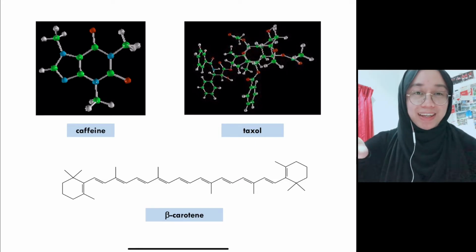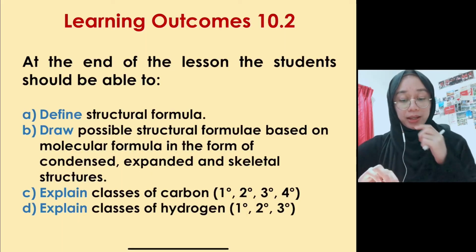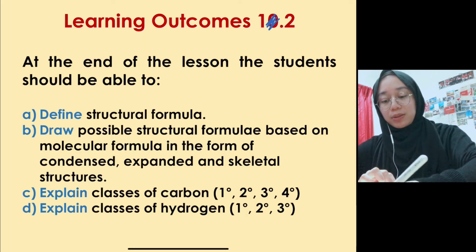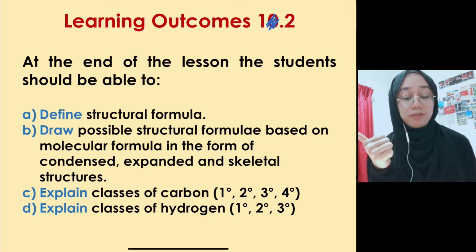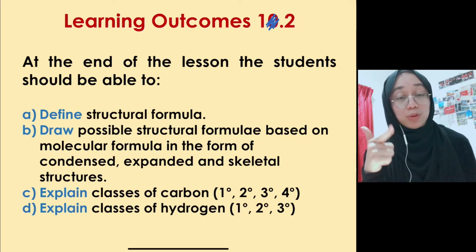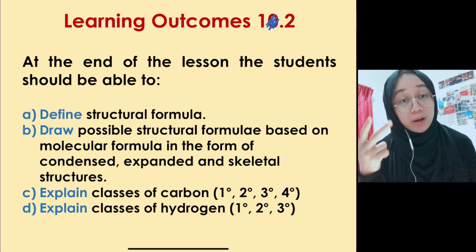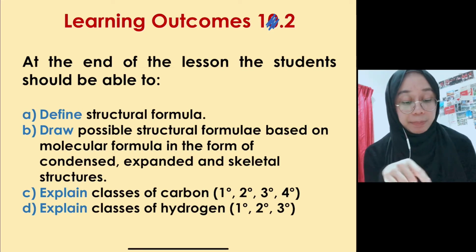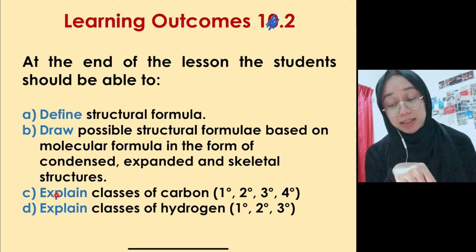Okay, so now let's go to 1.2. Okay, so in 1.2, Miss lupa nak tukar sini, sepatutnya 1.2. Okay, so in 1.2 ada beberapa benda kita akan belajar. One of it is structural formula, and then kita akan belajar how to draw the structural formula, and kita akan tengok classes of carbon and also hydrogen. But then for today we only cover A dengan B lah. Okay, dua ni saja yang kita cover. C and D will be in the next lesson.